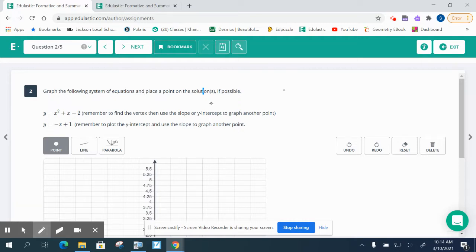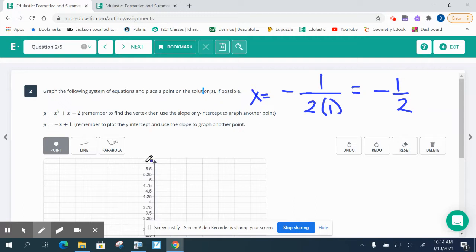to use negative b over 2a to get the vertex. So x equals negative, the b is 1, over 2 times a, which is also 1. This simplifies to negative 1/2. Then remember, you would take negative 1/2 and plug it back in for x.